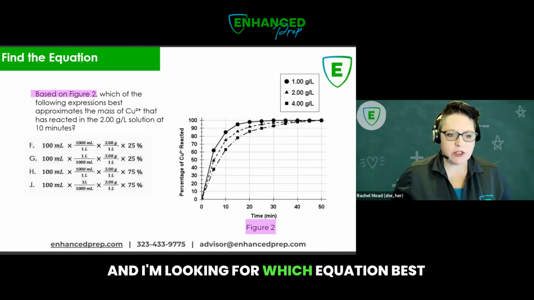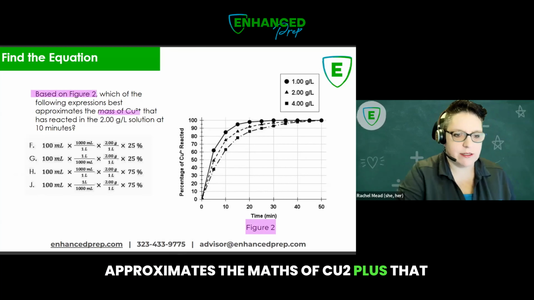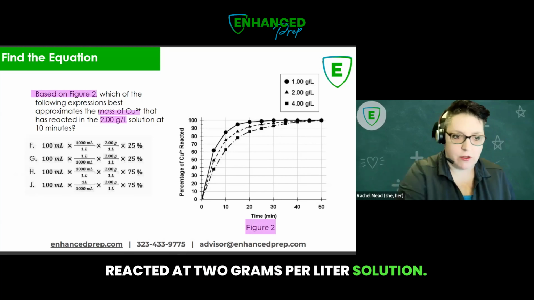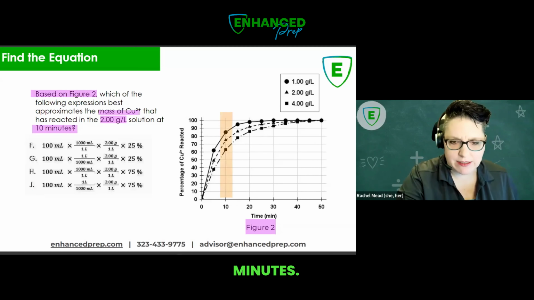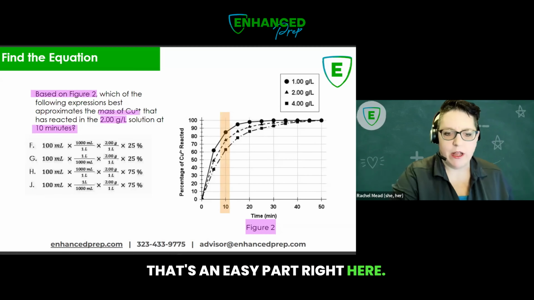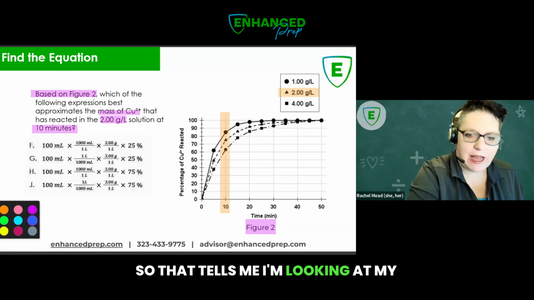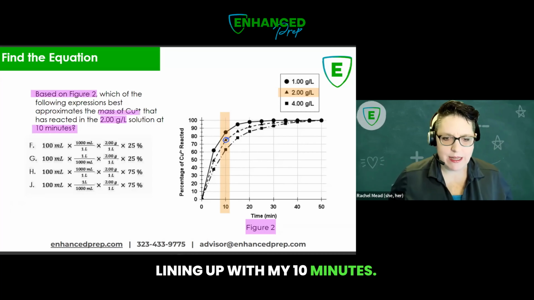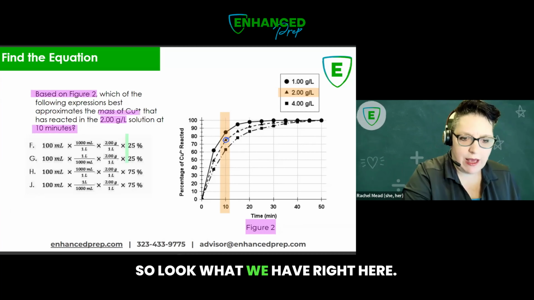And I'm looking for which equation best approximates the mass of Cu2+ that reacted at 2 grams per liter solution at 10 minutes. So I know I'm paying attention to 10 minutes. That's an easy part right here. And I'm also looking for my 2, so that tells me I'm looking at my triangle. So I can see where that triangle line is lining up with my 10 minutes, and that looks like it's about 75%.